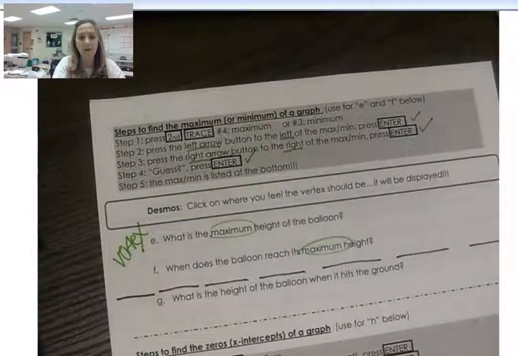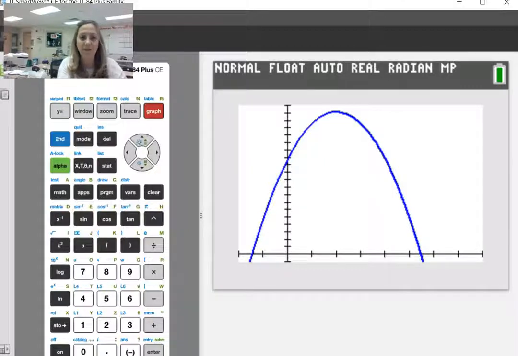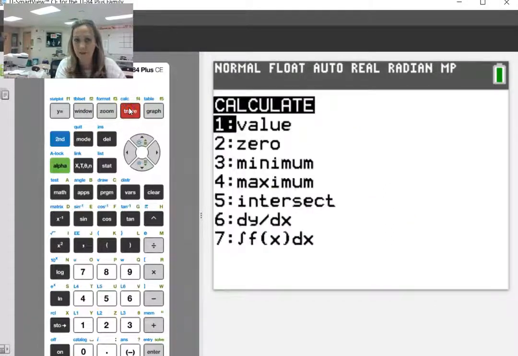So if we go to our graph and we follow those instructions, we hit second trace, because that brings us to the Calc menu. Because I'm looking for a maximum, I would hit number 4.